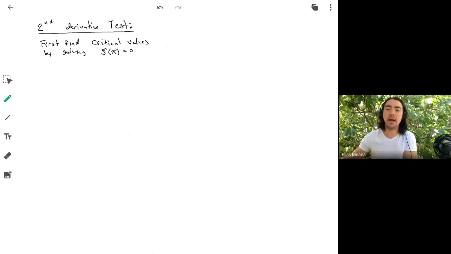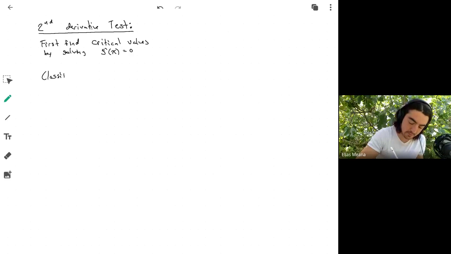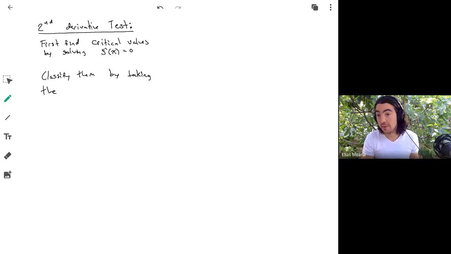You've got to first find out where the tangent line is even horizontal to begin with, because you know that maxima and minima, extrema, the plural, right, only occur at places where the tangent line is horizontal, right? That's a given. We've known that for a while. So we've got to start out by at least finding those spots, and then we can classify them by taking the second derivative. And the second derivative is really simple. You just take the derivative of the first derivative.